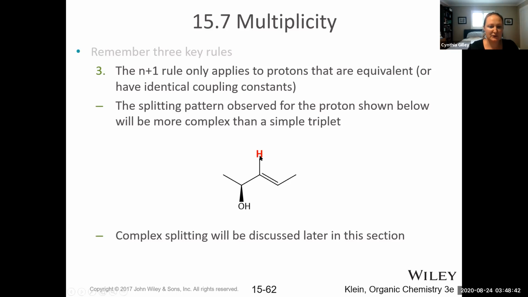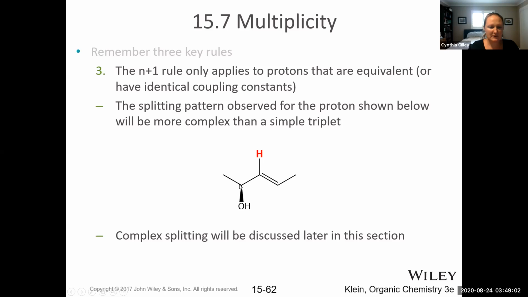So for example, in this structure you see the hydrogen in red. If we think about the signal for this, we've got one neighbor on the left, that's the hydrogen pointing back, and we have one neighbor on the right, that's the hydrogen attached to the sp2 hybridized carbon, neighboring the carbon attached to the proton in red.